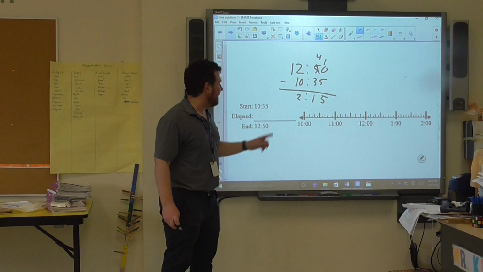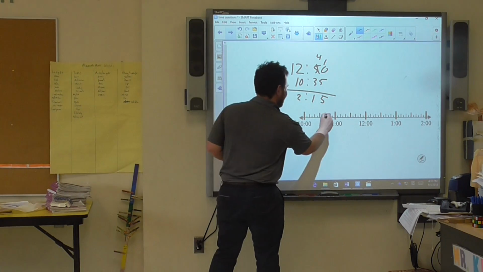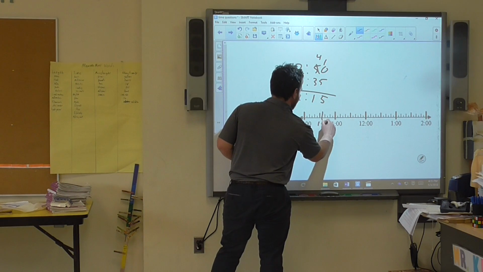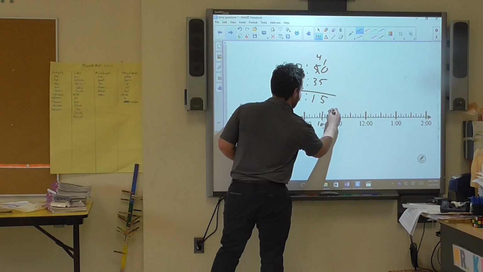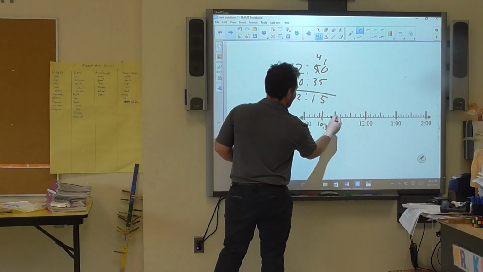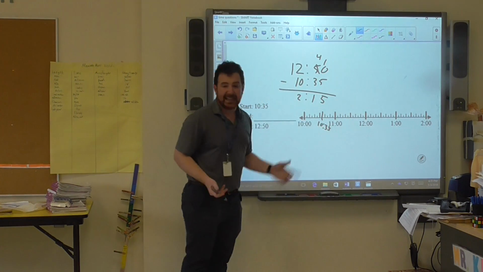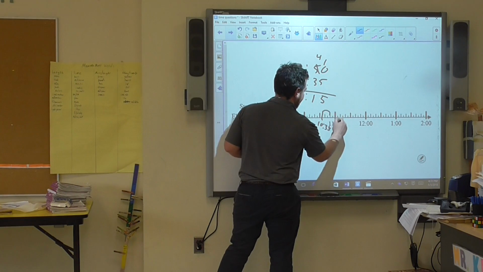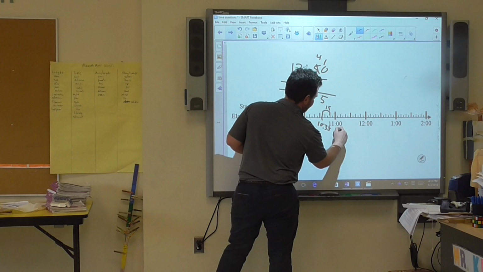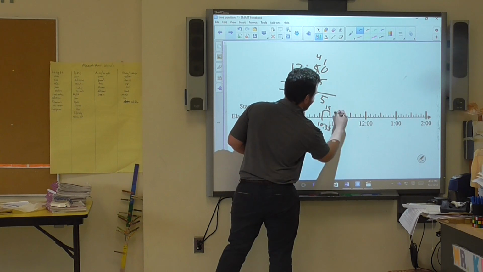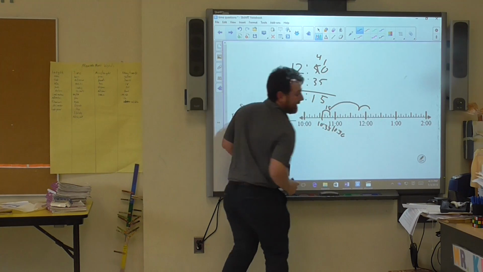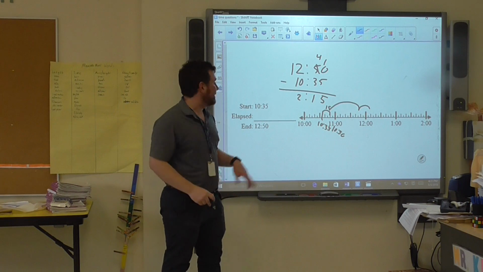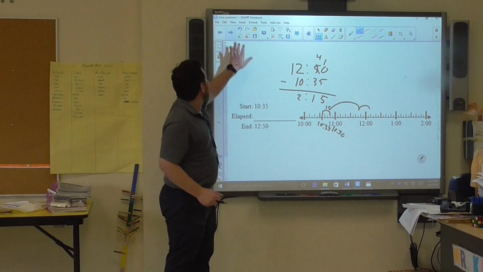And I can do that. If I do it on the number line, I can see 10:35. Boom, I'm going to add 15 minutes to get myself to 10:50. Make my math easier. And then it's just a matter of adding the 2 hours. Makes my life easy to do it that way.